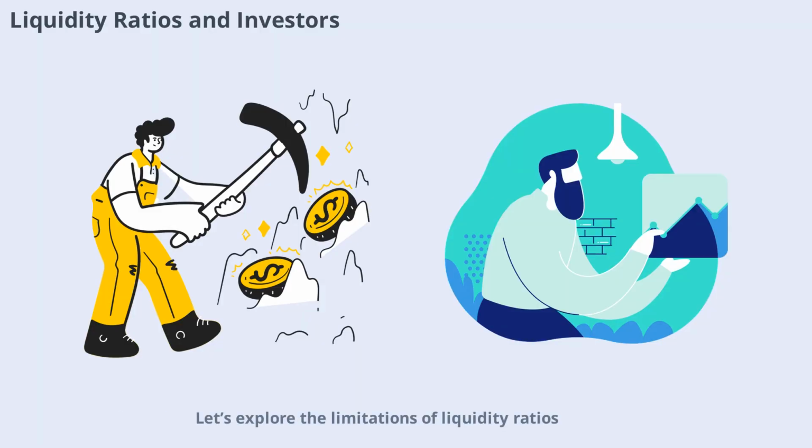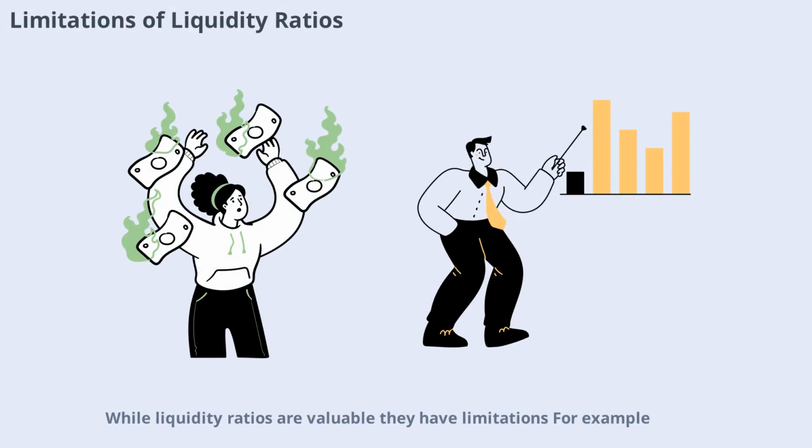Let's explore the limitations of liquidity ratios. While liquidity ratios are valuable, they have limitations. For example, they're based on balance sheet figures, which are just a snapshot in time. They don't show how quickly assets can actually be converted to cash or whether receivables are collectible. Also, ratios can be manipulated by timing payments or collections. That's why it's important to use liquidity ratios alongside other financial metrics in qualitative analysis.